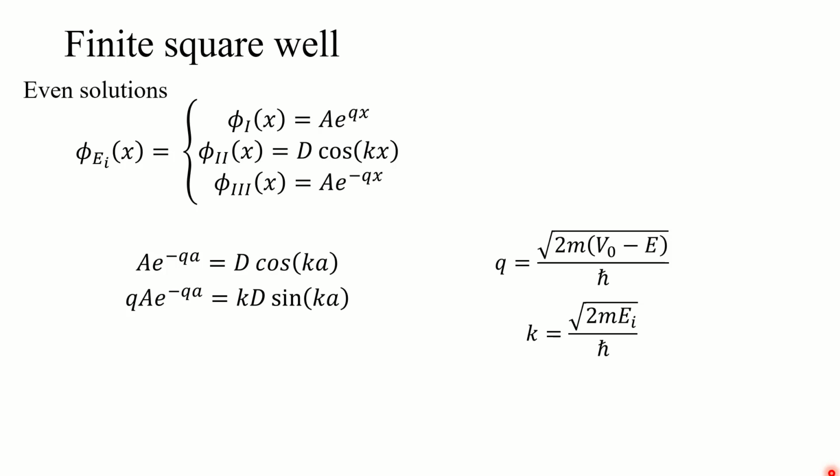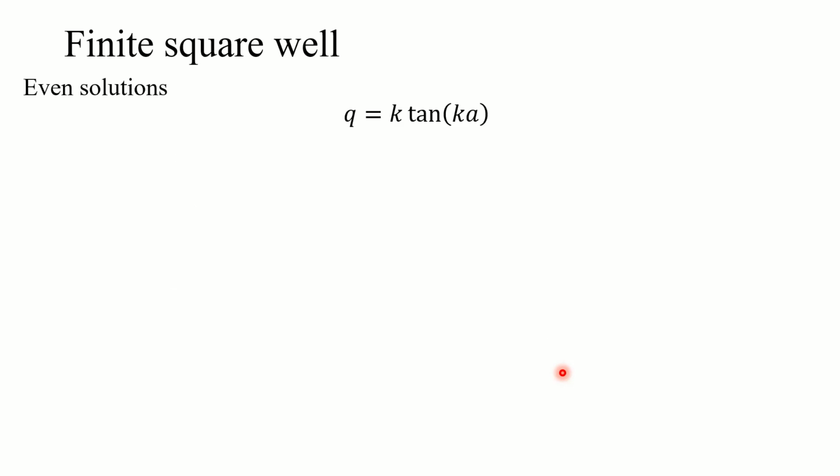And to get there, we just take this second equation here and divide it by the first equation here, and we end up with this, right? These two terms cancel, and we have q is equal to k sine ka divided by cos ka, or just k tan ka. So that's our even solutions. Unfortunately, we don't have an analytical way. Like I can't solve this analytically. That's just going to give me those things. So we have to sort of do it numerically or graphically.